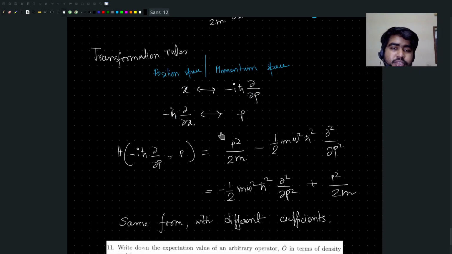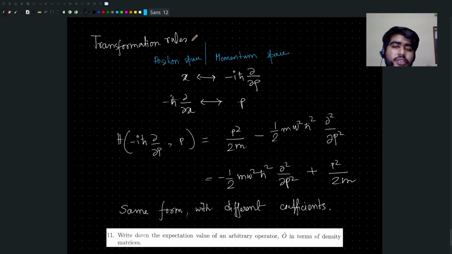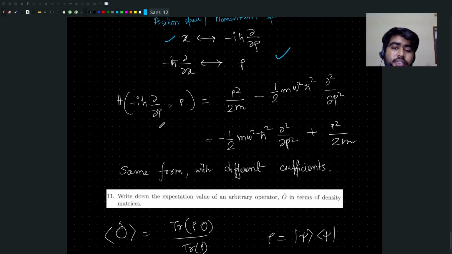So just before this question, we have explored the transformation rules from position to momentum space. That means that if we have x, then it becomes minus I h bar del p. Now if we have minus I h bar del x, it becomes just p. Now we'll be substituting this into our Hamiltonian, so we'll find out what the form of the Hamiltonian is.